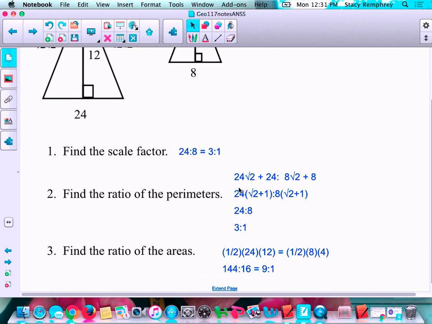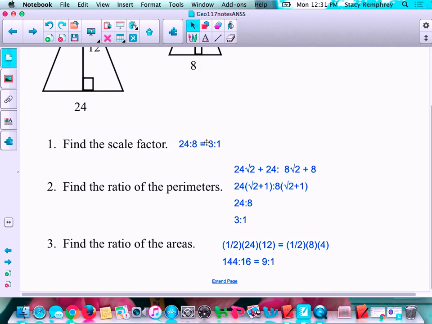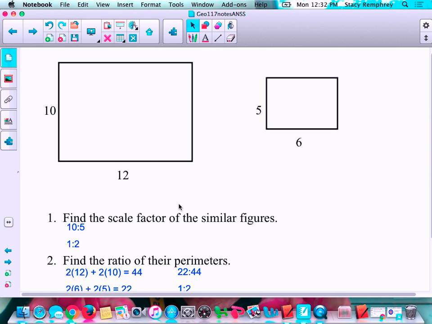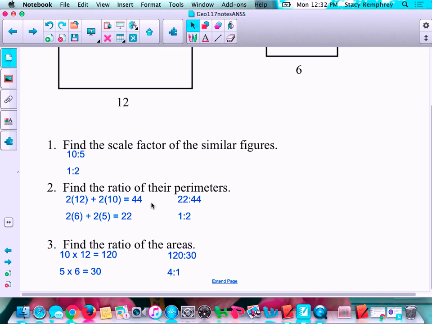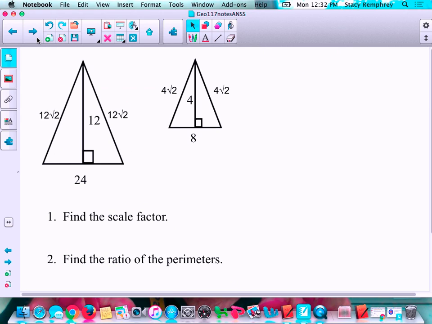All right, I have those answers here. And again, I see the scale factor was 3 to 1 and the ratio of the perimeters was 3 to 1. So I see that those were the same. And then I see the ratio of the areas was 9 to 1. So I have 3 to 1, 3 to 1, 9 to 1. And back here I had 1 to 2, or you could say 2 to 1, 2 to 1, 4 to 1. So think about that relationship.